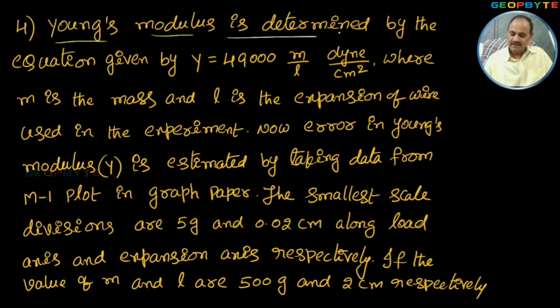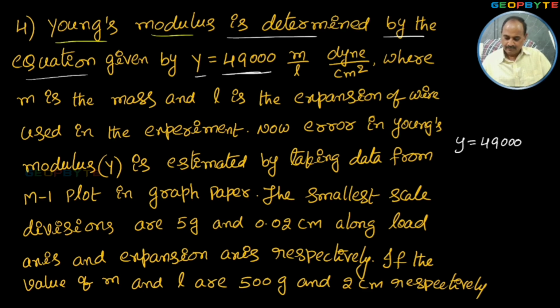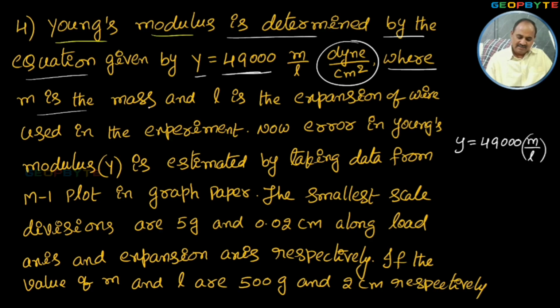Young's modulus is determined by the equation Y equal to 49,000 into M by L. Look at the unit, dyne per cm square; here the unit is not important. Where M is the mass and L is the expansion of the wire, meaning when you apply force on the wire or spring, it elongates.